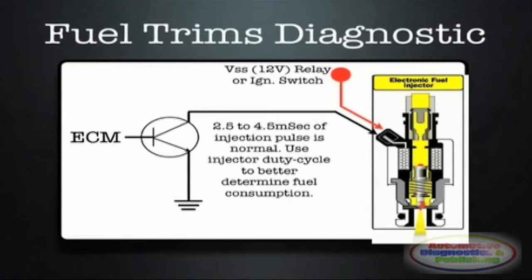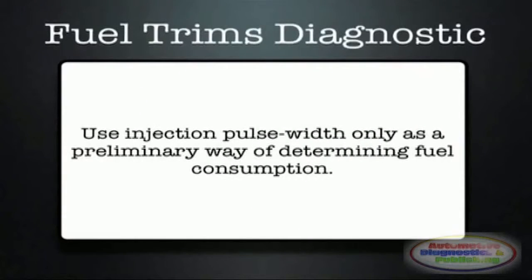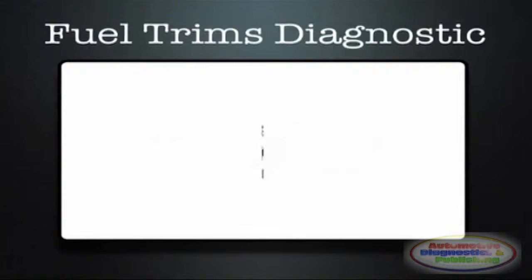For an injector driver transistor, the ECM controls the driver right at the transistor base. A pulse width of between 2.5 to 4.5 milliseconds is normal. However, pulse width is very unreliable. Always use injector duty cycle, using a simple multimeter, as the best indicator of fuel consumption. A value of 2.2 to 2.9 duty cycle tells you that the engine is running normal.